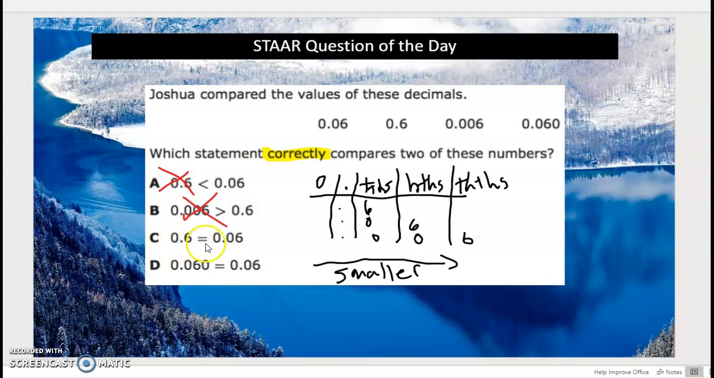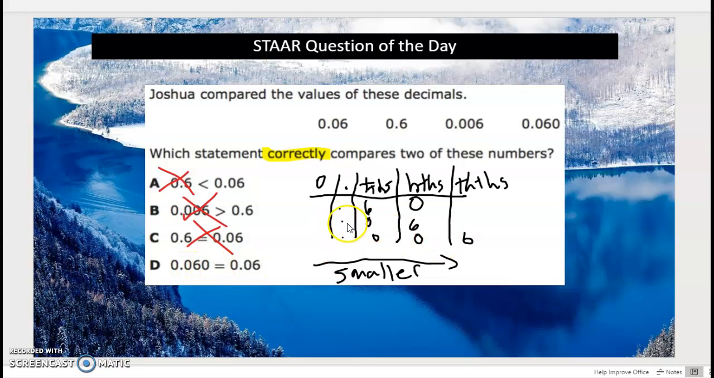Is 6/10 equal to 6/100? Well, no, it can't be equal because I have a 0 in this place value. And I could also say I have a 0 here. So that just can't be correct because the 6 is in the wrong place value for it to be equal. Okay, in here.